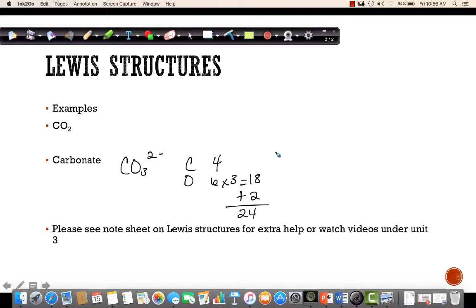Well, if I want to figure out how many bonds, let's see how many everything wants to have. Everything here wants to have 8. I've got 4 atoms. So that's 32. Well, 32 minus 24 will also be 8 electrons. So each bond is 2, so I need 4 bonds.